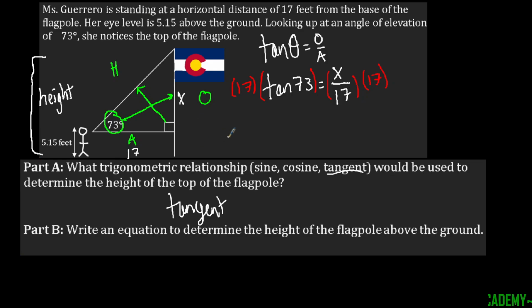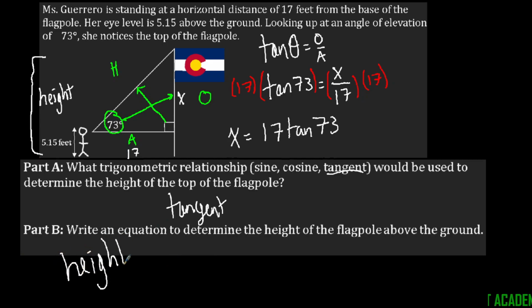So now we have x equals 17 times the tangent of 73. But you have to be careful though, because if you write this for part B, it's not going to be right, because we need to include this entire height. So we're going to have to include the height of the person in the problem. So to write an equation for it, we can just write like this. Let's say the height is going to be equal to 5.15 plus our part x here.